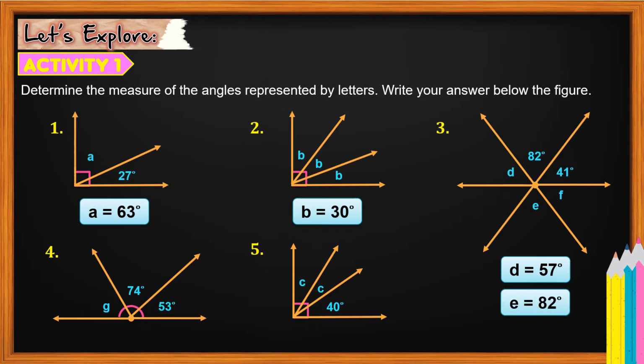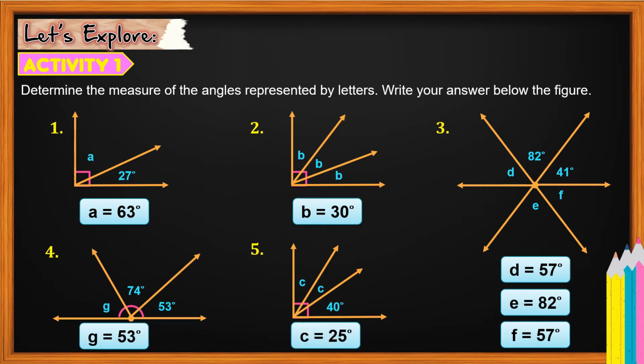And the value of E is 82 degrees. And the value of F is also 57 degrees. For number 4, the value of G is 53 degrees. And for number 5, the value of C is 25 degrees.